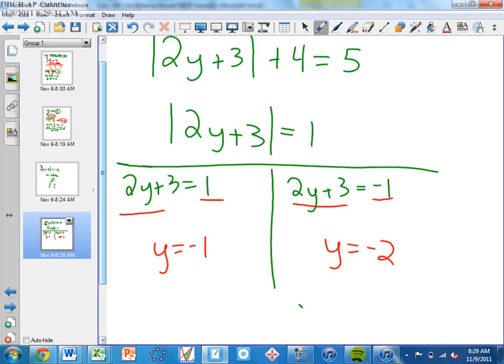Try it out. Again, you don't have to show this by hand always. Look, -1 times 2 is -2, plus 3 is 1. Absolute value of 1 is 1. 1 plus 4 is 5. This one checks out. Next, -2 times 2 is -4. -4 plus 3 is -1. Absolute value is 1. 1 plus 4 is also 5. They both work in this case. Now, we'll go through an example next where we can see why the other one will not work.